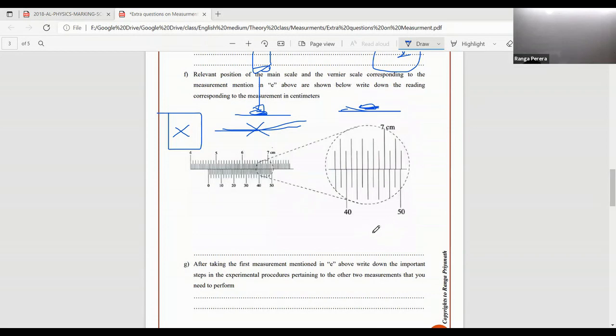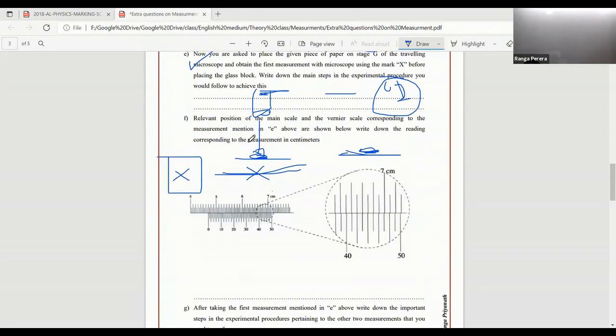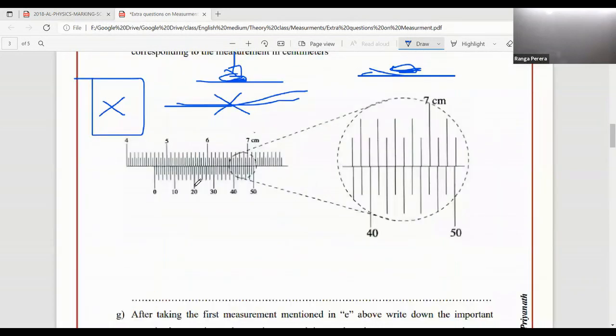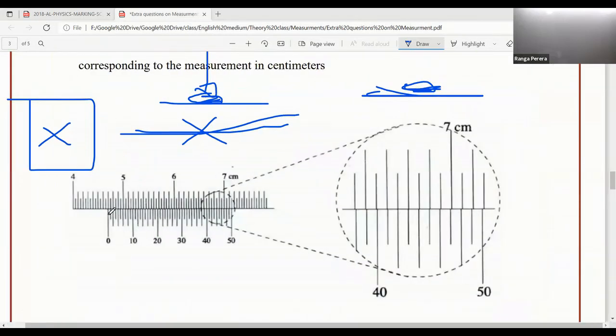Right, let's move to part F. The relevant positions of the main scale and the vernier scale corresponding to the measurement mentioned in E above are shown below. Write down the reading corresponding to the measurement in centimeters. So you have to write the measurement. What is the maximum measurement that you can read from the main scale only? Here, 4 centimeters.